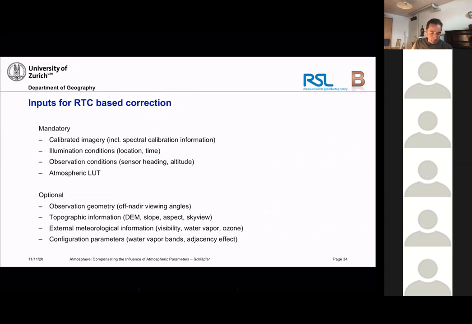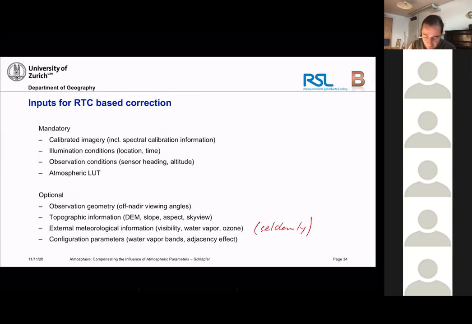Now, the inputs I mentioned before in the scheme. So we need the image, the lookup table, and the geometry. And sometimes you also take the elevation model in there. Sometimes you could take the meteorological information. That's very seldom done, because what we learned is that if taking external meteorological information, often the results are worse than if you derive aerosols, for instance, from the image itself. It's much better and self-consistent if you derive it from the image and apply it to the same image than taking it from a different image.